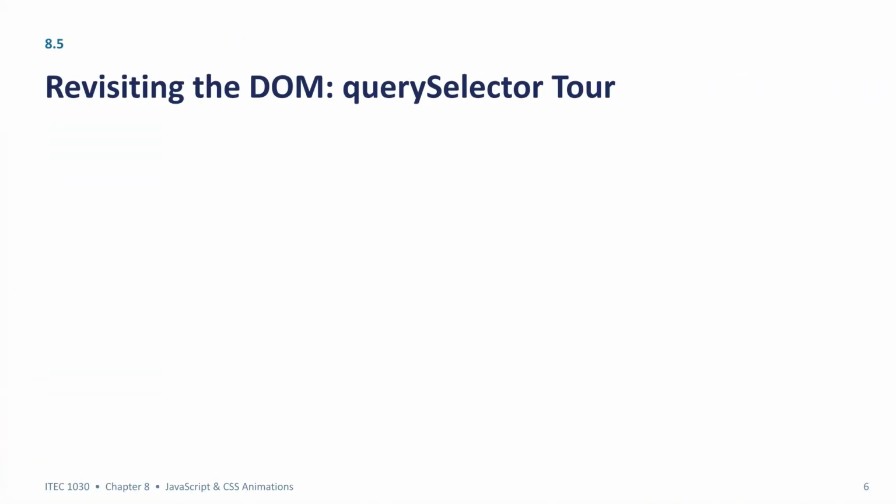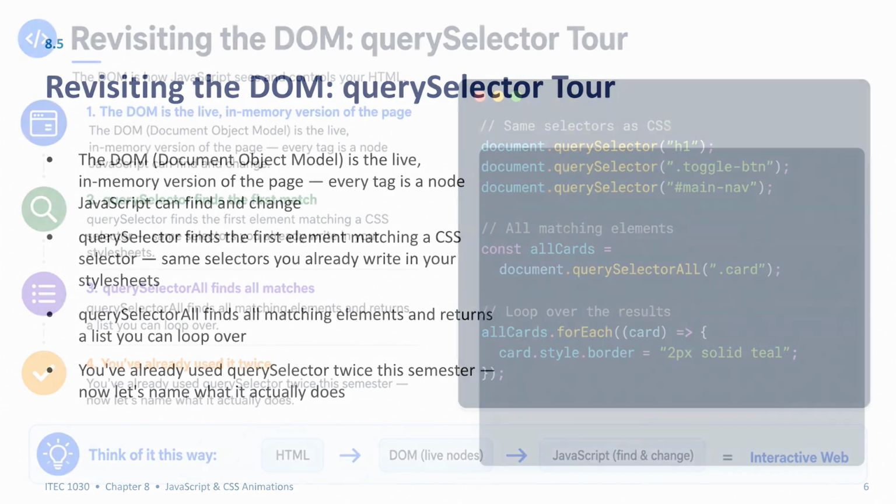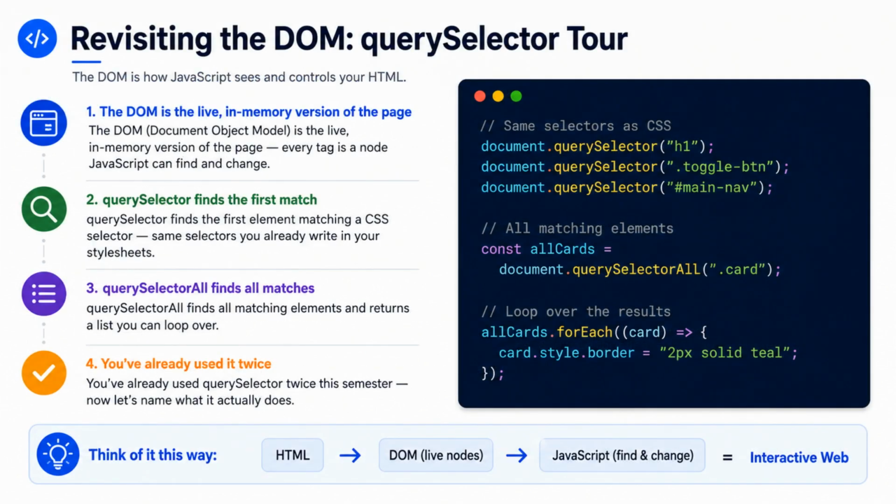Every time JavaScript needs to do something with the page, it needs to find the right element first. That's the DOM, the Document Object Model, the browser's live, in-memory representation of the page. Every tag in the HTML is a node JavaScript can reach and change. querySelector finds the first element matching a CSS selector, the exact same selector syntax already familiar from style sheets. querySelectorAll finds every matching element and returns a list to loop over.